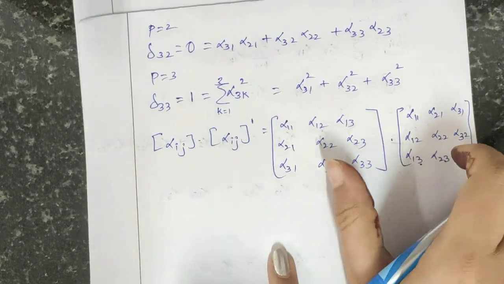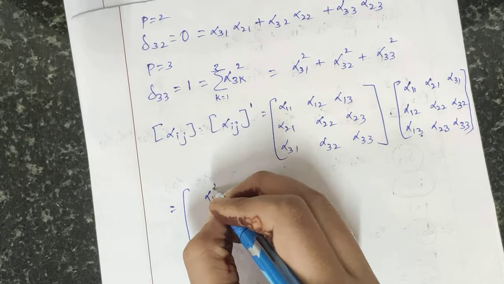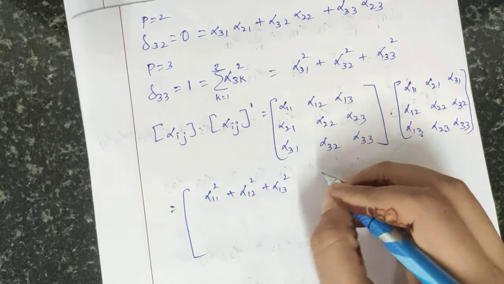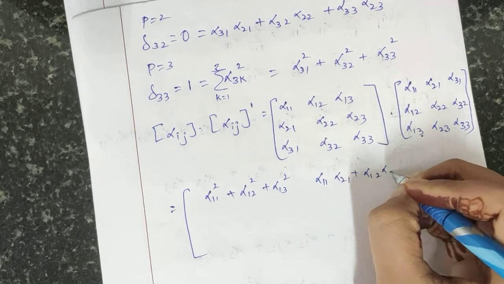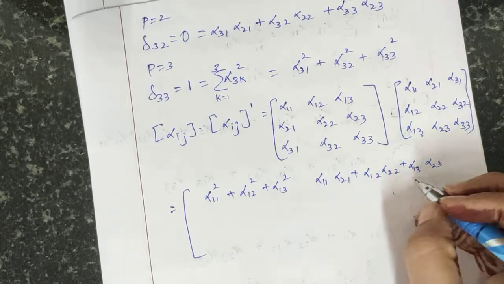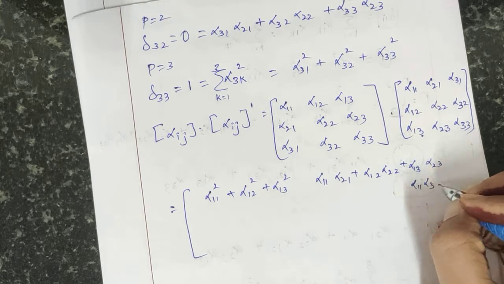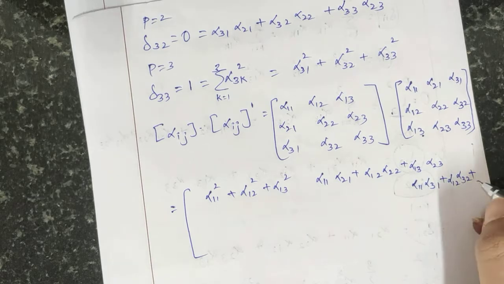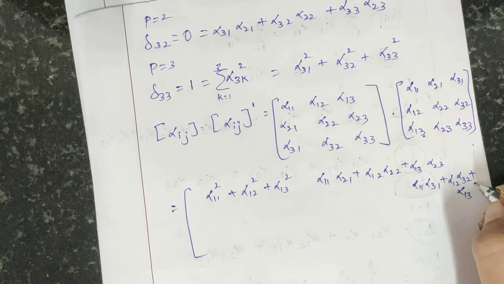So if you multiply these two matrices, you will be getting alpha 1 1 square plus alpha 1 2 square plus alpha 1 3 square, then alpha 1 1 alpha 2 1 plus alpha 1 2 alpha 2 2 plus alpha 1 3 alpha 2 3, and the third column will be alpha 1 1 alpha 3 1 plus alpha 1 2 alpha 3 2 plus alpha 1 3 alpha 3 3.